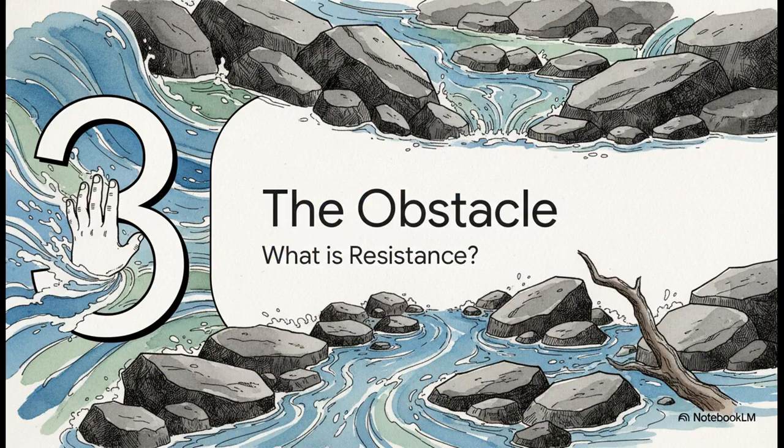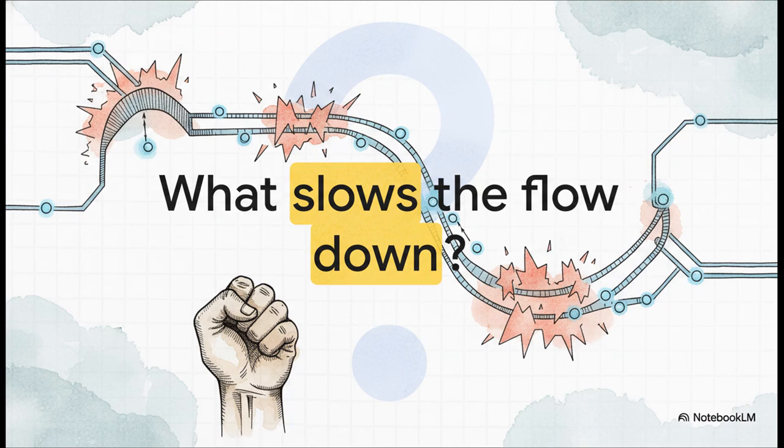Okay, so we've got the flow, which is the current, and we've got the push, which is the voltage. But is the path for that river always perfectly clear and open? Of course not. In any real river, you've got rocks, you've got narrow spots, you've got things that slow the water down. And that brings us to our third big concept. This is the question that unlocks the last piece of the puzzle.